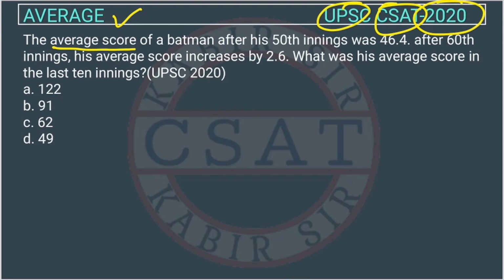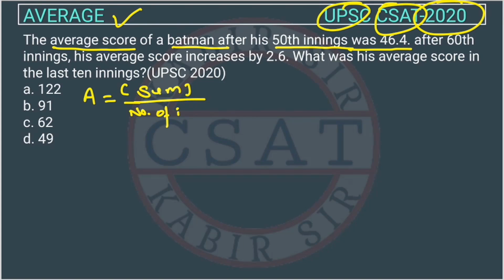The average score of a batsman after his 50th inning was 46.4. So what is given? As we know, the formula of average is equal to the sum upon the number of items. They have given the average, 46.4, of 50 innings. Suppose N1, N2, like that till N50.